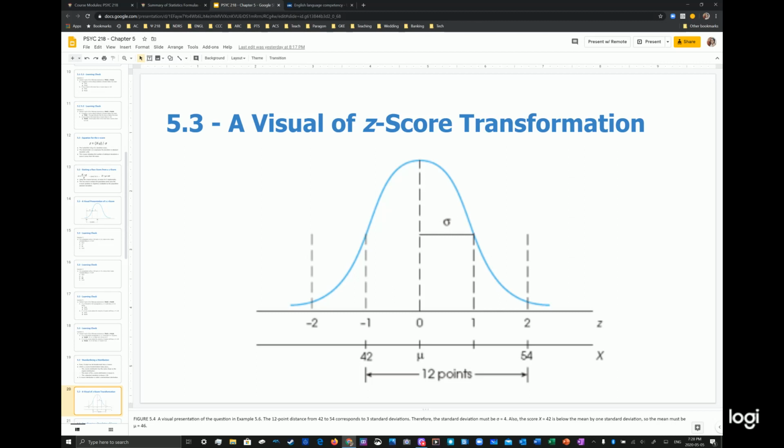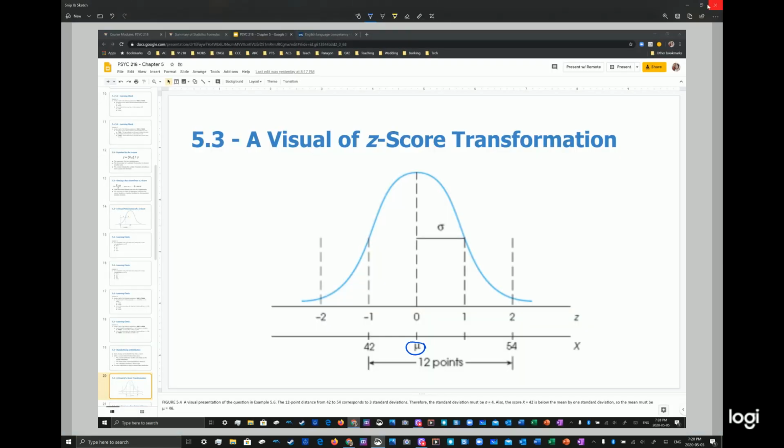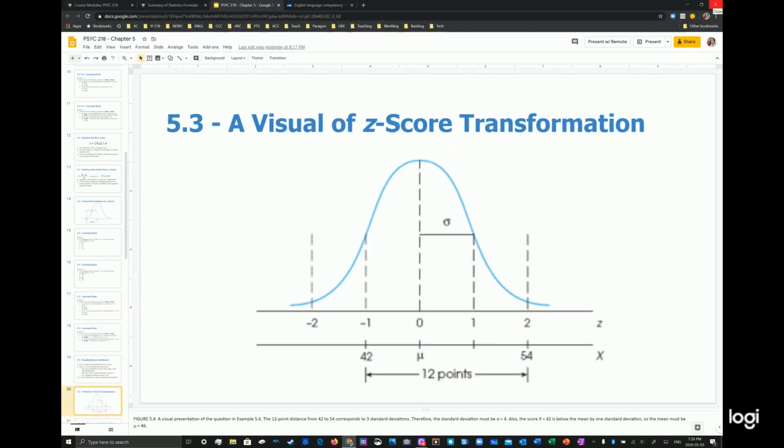So again, this is an example of transforming x's into z's. As you can see, the mu transforms into 0, and the standard deviation scores are just what they are. One standard deviation above is +1, one standard deviation below is -1, and all of these x values would be transformed into z scores, and you get a distribution of z's with a standard deviation of 1 and a mean of 0 all the time. That's a z distribution.